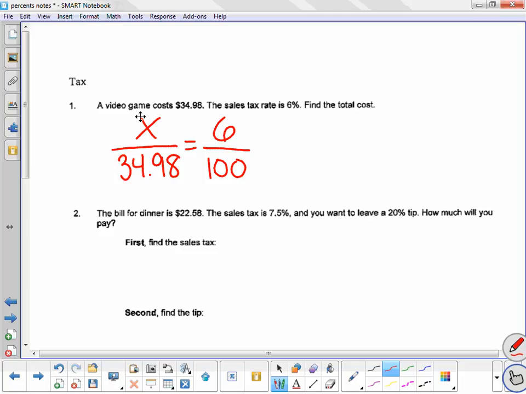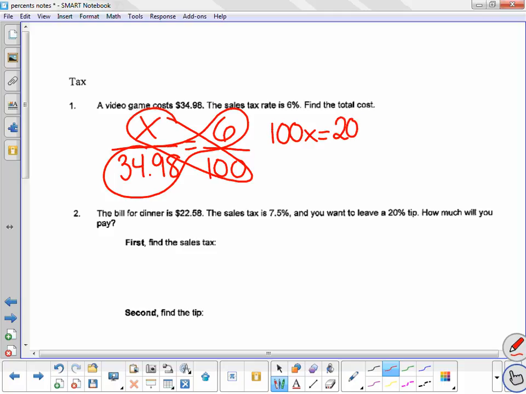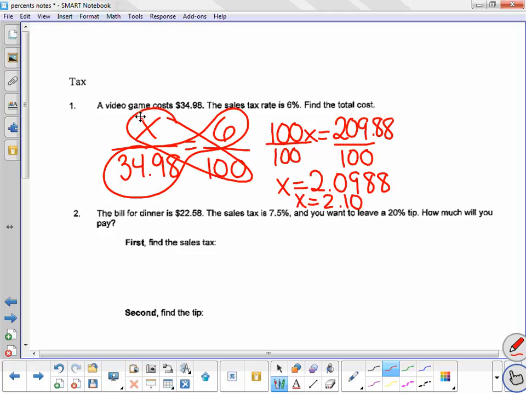Once you do your cross multiplication, you have 100x equals whatever 6 times $34.98 is, which is $209.88. You're going to divide by your coefficient 100, and x equals 2.0988. Obviously, we're dealing with money, and rounding rules apply. So x is roughly $2.10. So our tax is $2.10.